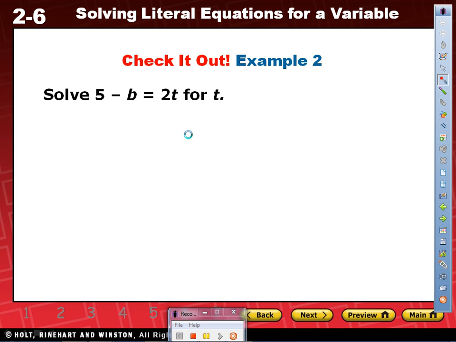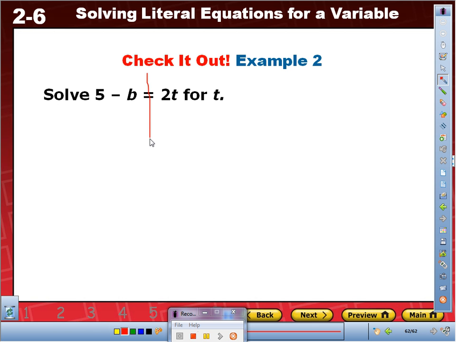First thing that you should have done, line down the equal sign. Second thing, you circle whatever they're asking you for, t. Where's t at? It's on this side. What's next to t? The 2. What is happening here? Multiplication. So what is the opposite of multiplication? We get rid of 2 by dividing by 2.